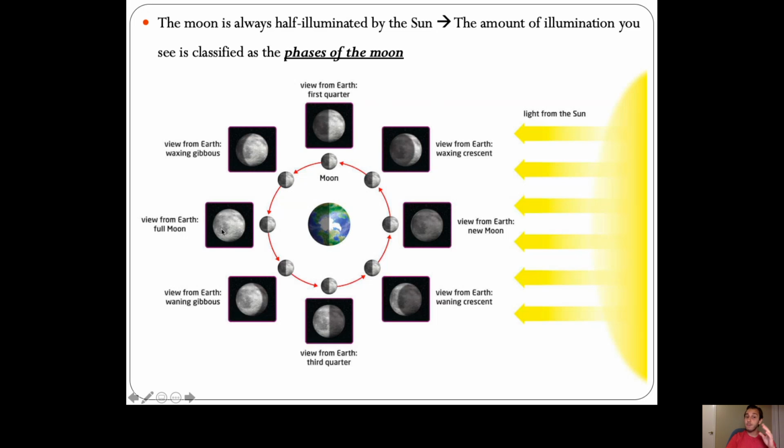And then we get the full moon. And then what we're going to do is we're going to work through the same stages, except instead of waxing, we call it waning, because the amount of illumination is decreasing, but it goes through the same shapes. The gibbous shape, the quarter shape, and the crescent shape, all the way back into new moon.